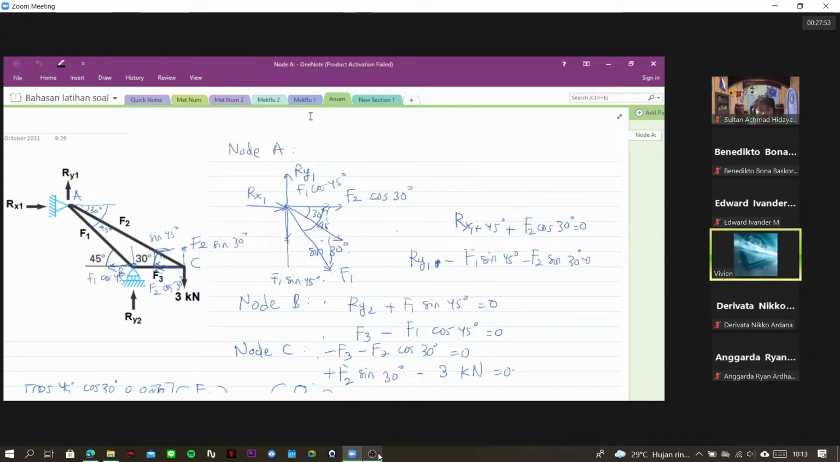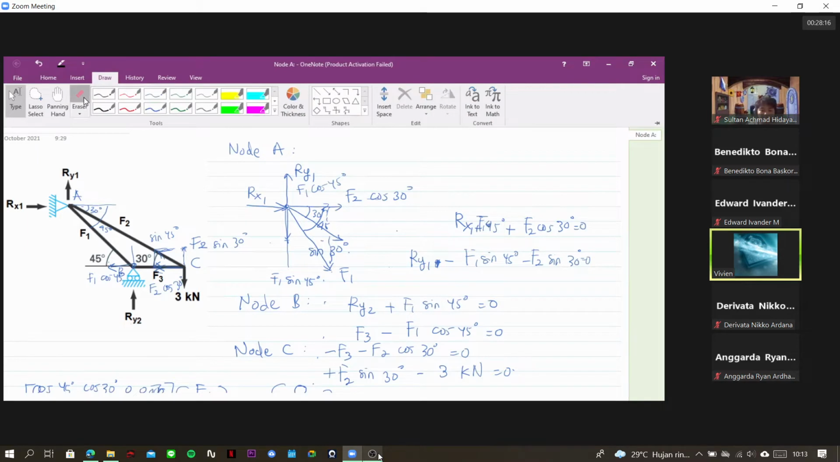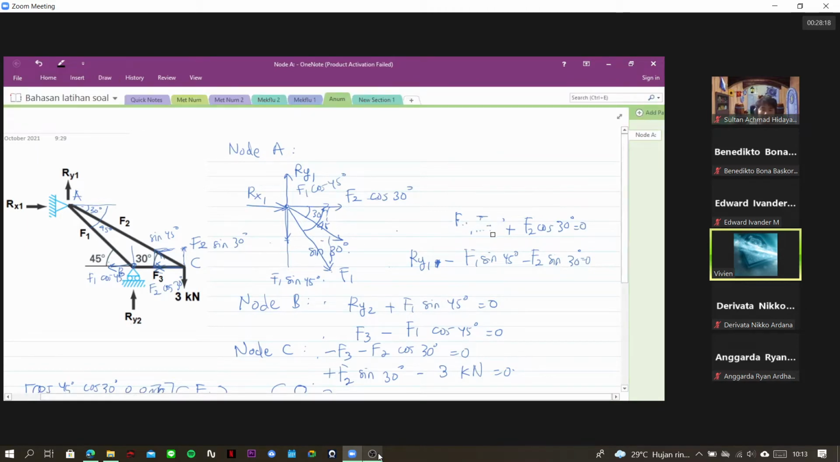Yeah, so here we have the horizontal component of the forces, so that we have Rx1, and also F1 cosinus. So where is that? It looks like it's been erased.